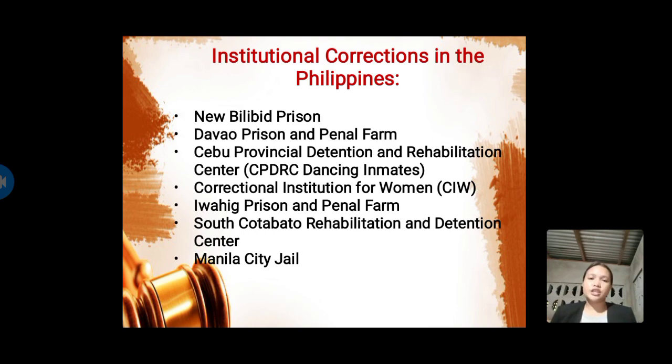Institutional corrections in the Philippines are the New Bilibid Prison, Davao Prison and Penal Farm, Cebu Provincial Detention and Rehabilitation Center, Correctional Institution for Women, Iwahig Prison and Penal Farm, South Cotabato Rehabilitation and Detention Center, and Manila City Jail. Those are the institutional corrections here in the Philippines.